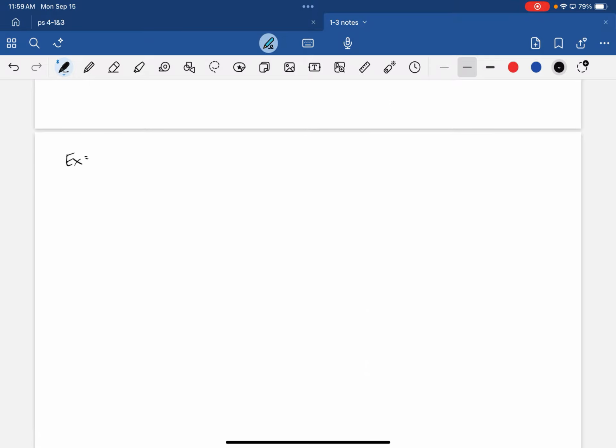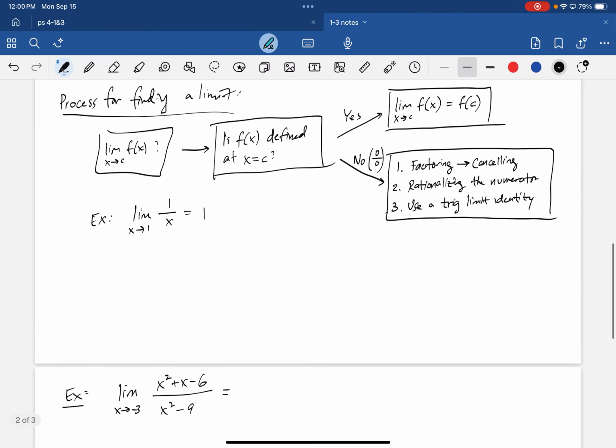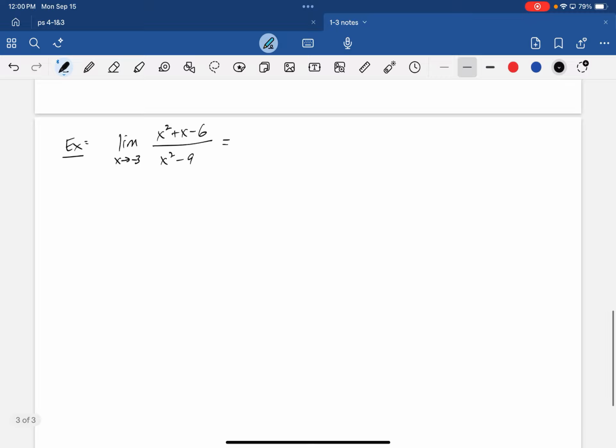You can try this on your own. Let's say we had the limit as x approaches -3 of x squared plus x minus 6 over x squared minus 9. Try this on your own, or with your partner, and try to apply this flowchart. The first question you need to ask is, is the function defined when x equals -3? So you need to plug in -3 and see what happens.